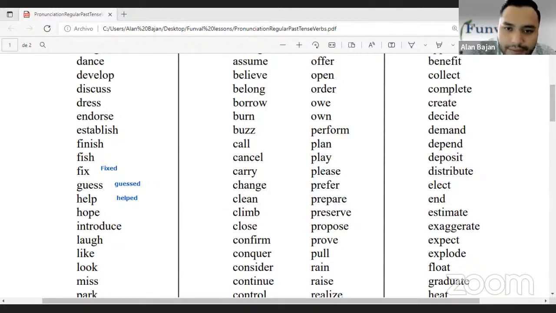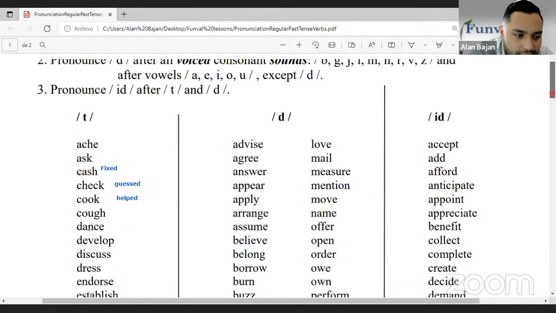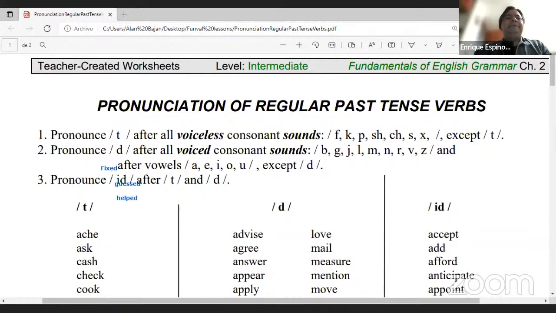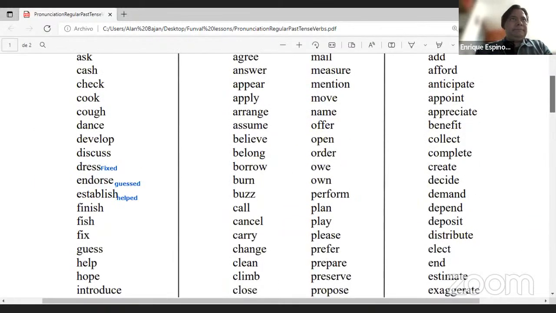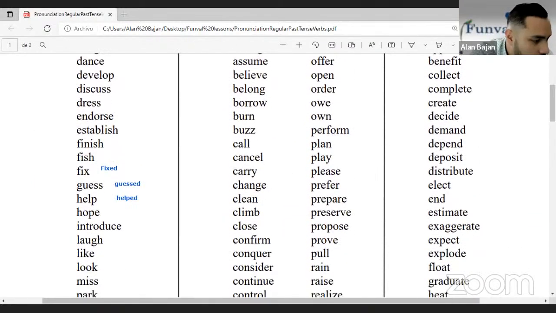Fix. What is the last sound of the original verb? El último sonido. El de la X. Annex, ajá. Fix. It's like a C, right? Y es una X. Fix. El sonido es de la X. Guess. El sonido de la S. Help. Sonido de la P. Help.